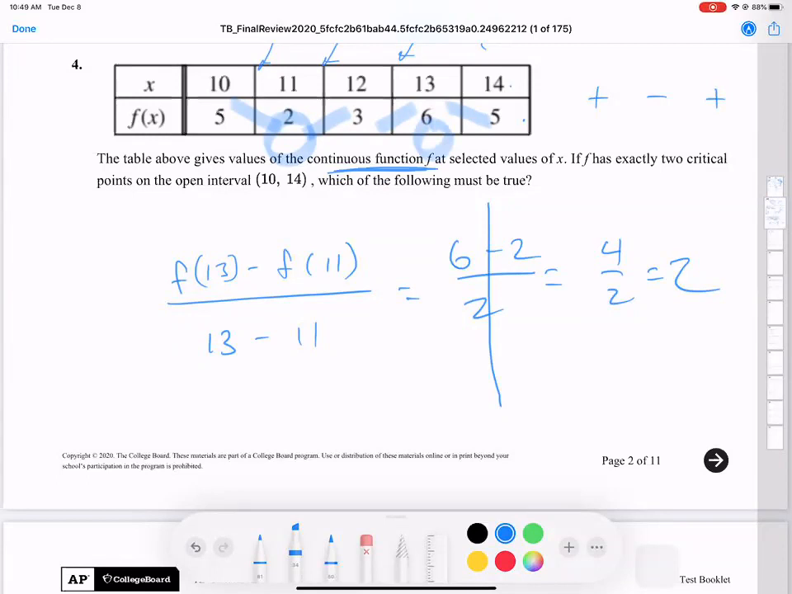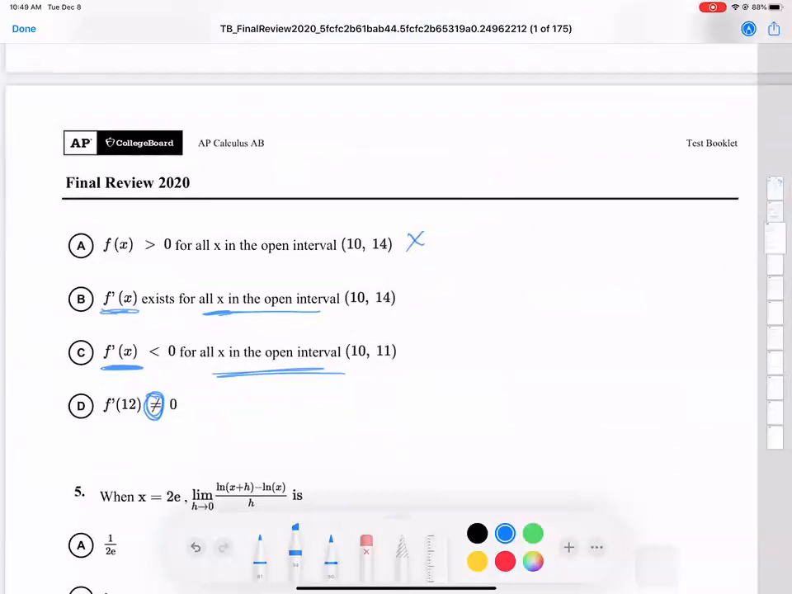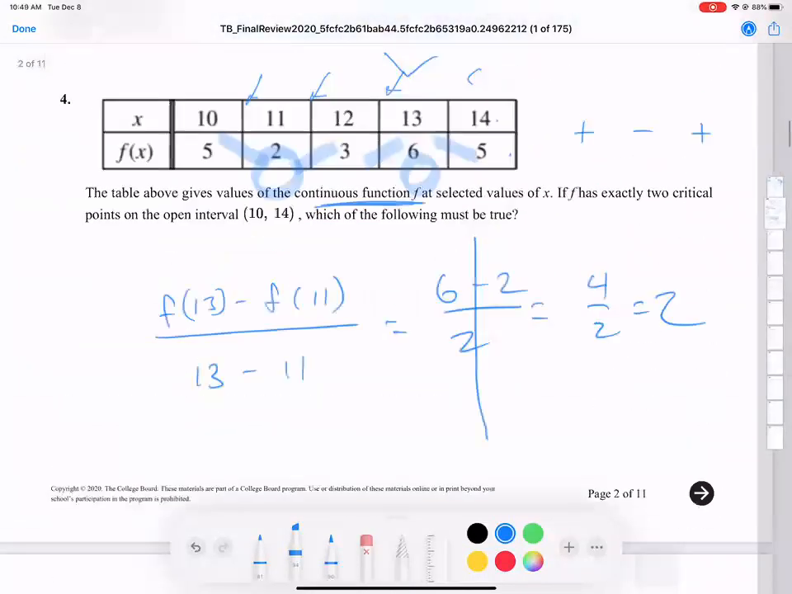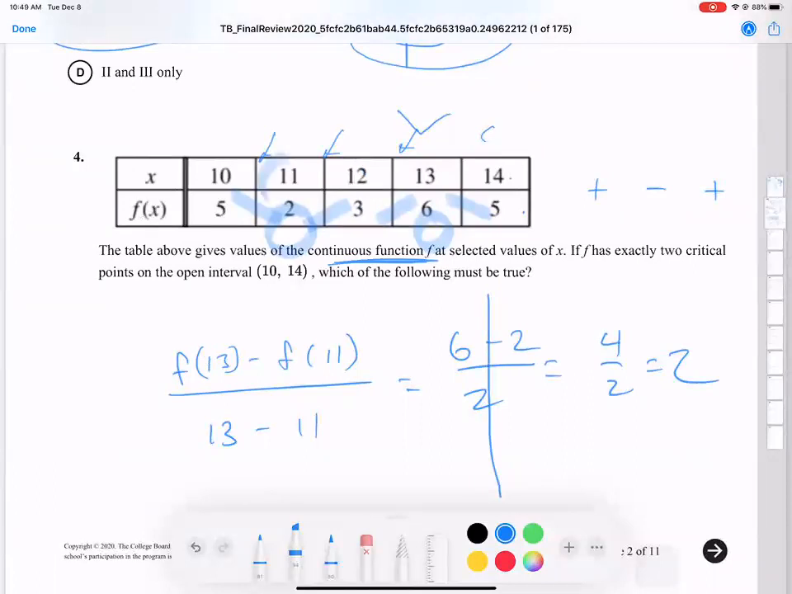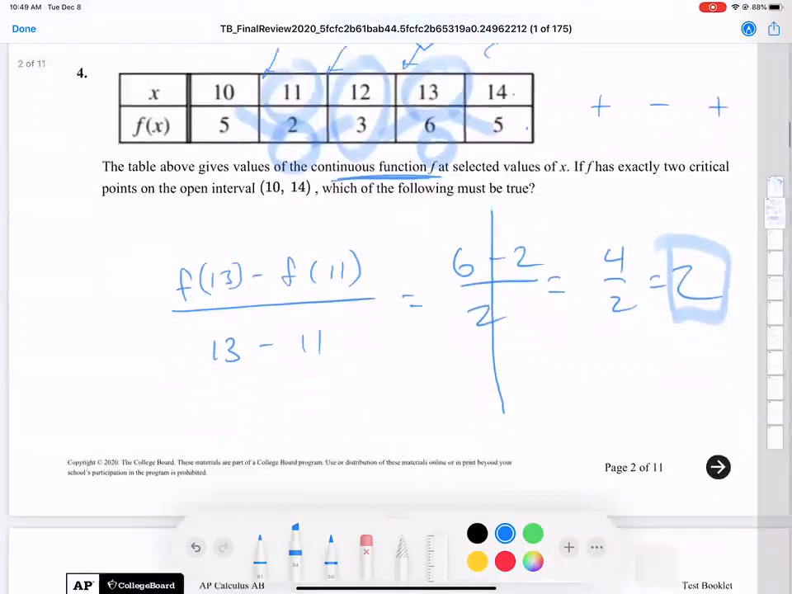So if we have 2 of our critical points already taken up, they're telling me that there is no critical point at 12. My critical points are around 11 and 13, right? So there is no critical point at 12. So this is not 0. It's true, it's not 0, it's going to be positive. So that's the idea behind this.